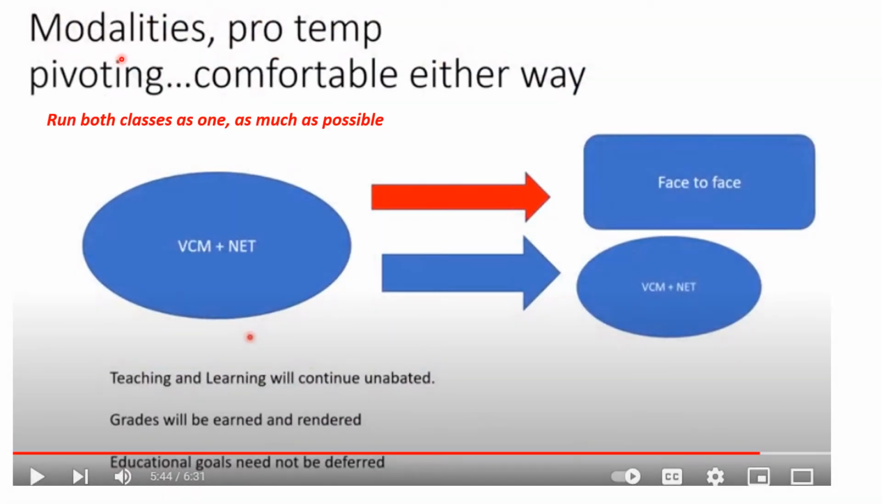Now I am teaching two sections of this. One is a VCM, and the other one was supposed to be face-to-face. So I'm going to say a few words about modalities. My goal is to try to run both classes as one as much as possible. For example, this email is going out to both of those classes. There's no fundamental difference. And what we will do is we will pivot according to the needs of your situations and the needs of the college. And I'm comfortable either way. I've done this course face-to-face, I've done it VCM, and I've done it completely online.